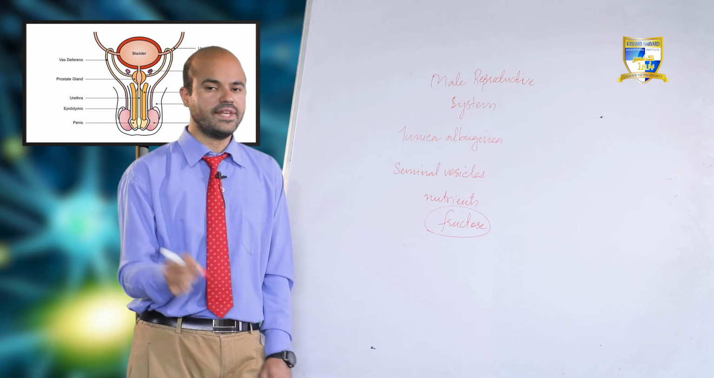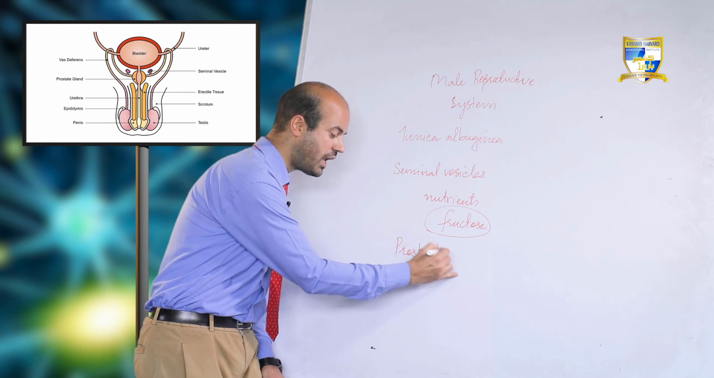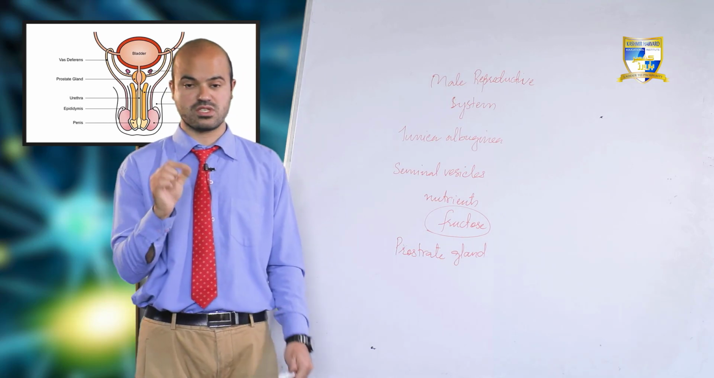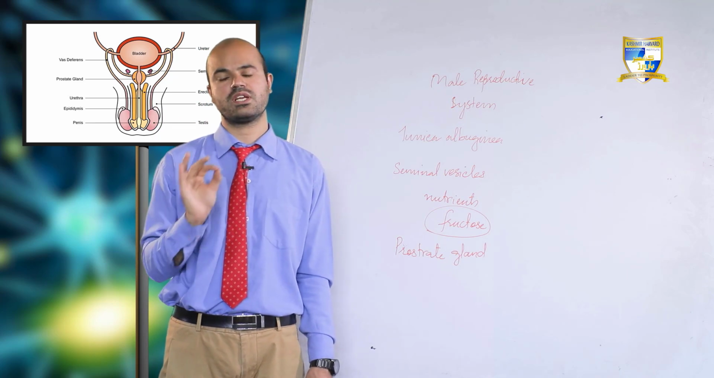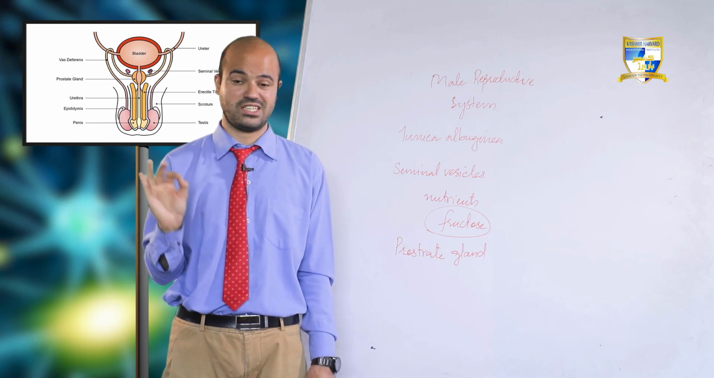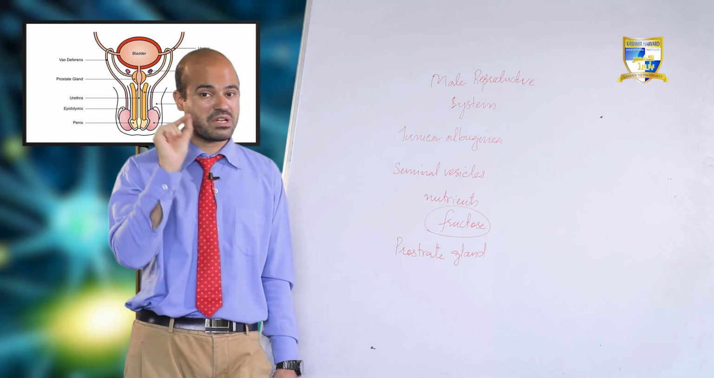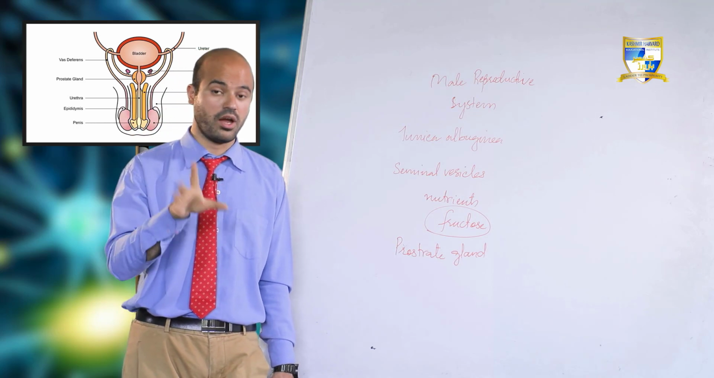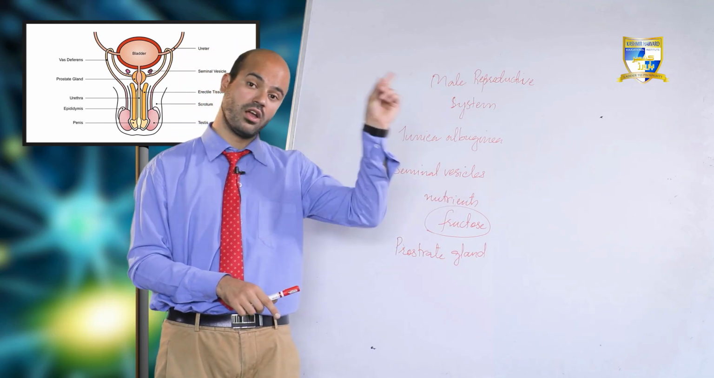Fine. Then there is the second gland present in the male reproductive system called the prostate gland. Only one prostate gland is present in the male reproductive system. This prostate gland again gives a thin alkaline milky secretion, but this secretion gets added to the sperm cells in the urethra, while the secretion of seminal vesicles gets added to the sperm cells in the vas deferens.